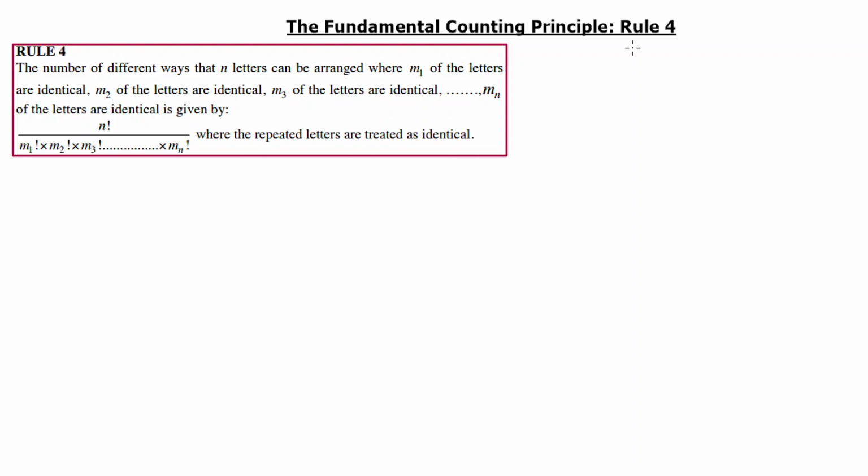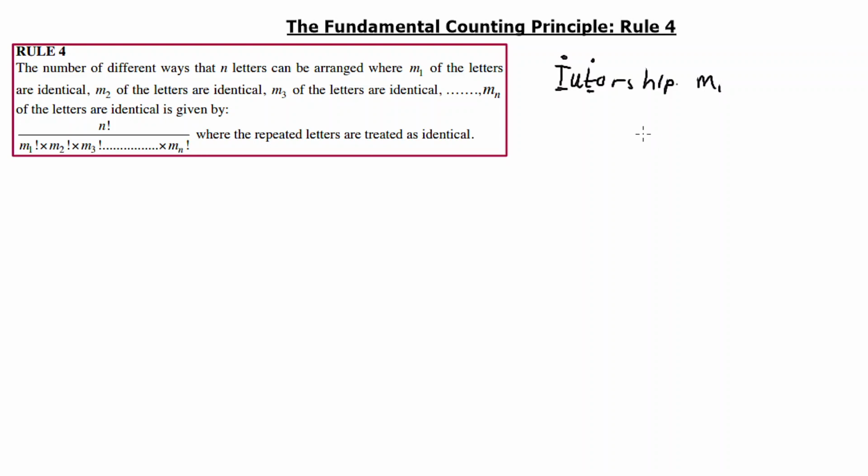Another word might be, okay, let's see, tutorship. The T and T, they are treated as identical. The other repeated letters also, they are treated as identical. So therefore it means that this is m1.